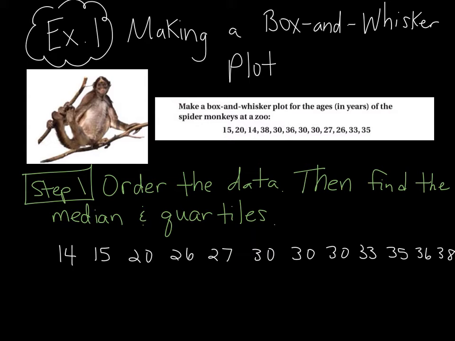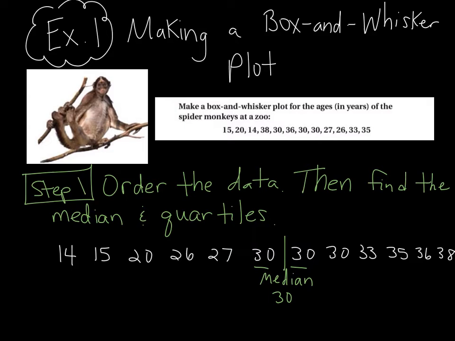So in order from least to greatest, we have 14, 15, 20, 26, 27, three 30s, 33, 35, 36, and 38. And when we count, we can see how many data values that is. So that's 2, 4, 6, 8, 10, 12, which means we've got to go 3, 4, 5, 6 in here, and then we'll end up with 6 on both sides. But since both of the 2 middle values here are 30, then our divide, or our median, is still going to be 30.